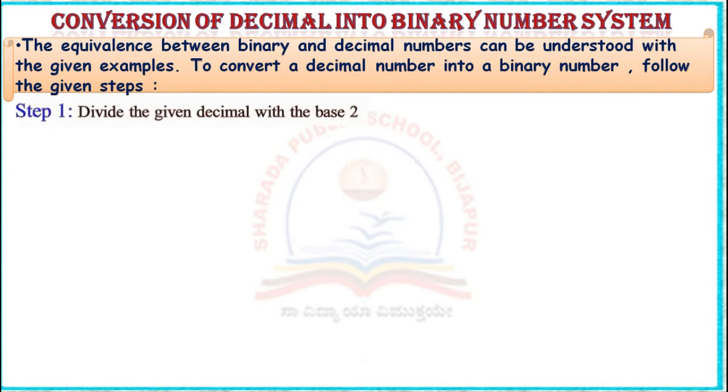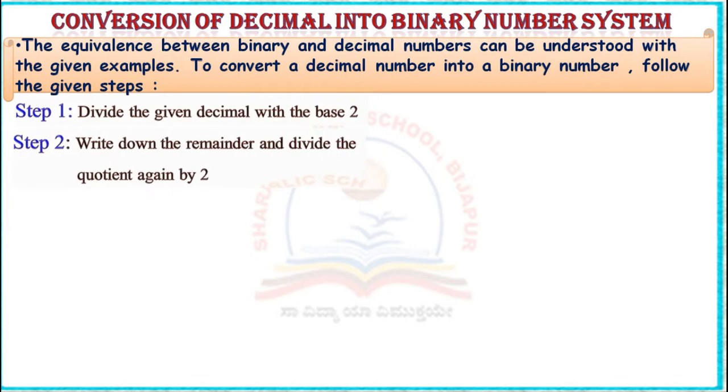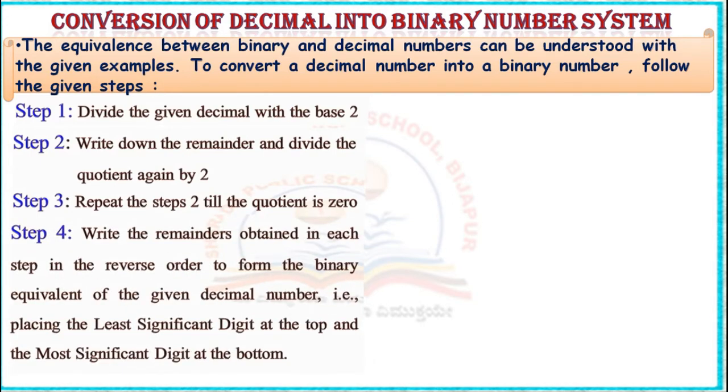Step 1. Divide the given decimal number by the base 2. Step 2. Write down the remainder and divide the quotient again by 2. Step 3. Repeat step 2 till the quotient is 0. Step 4. Write the remainders obtained in each step in reverse order to form the binary equivalent of the given decimal number. That is, placing the least significant digit at the top and the most significant digit at the bottom.